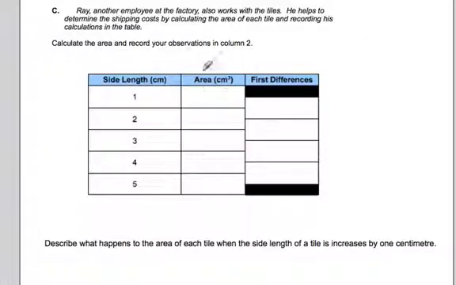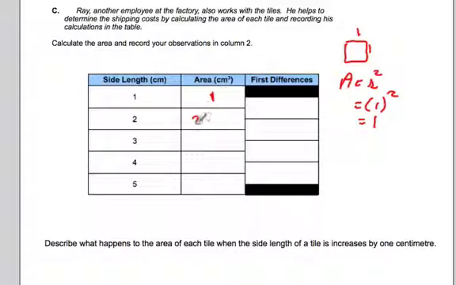Alright, so here we've got to calculate the area of the square tiles. And if we draw a little diagram of the square tile that's 1 by 1, remember that area is length times width for a rectangle, but this is a special case where the sides are equal. So the formula for area is side squared. So for the first one, if we sub in, 1 squared is 1.